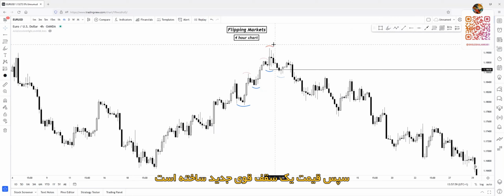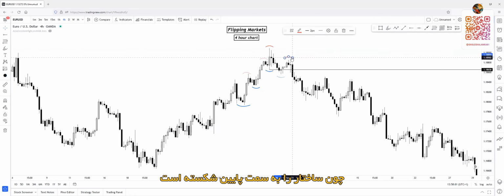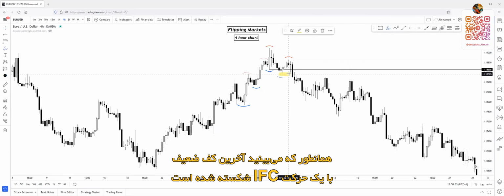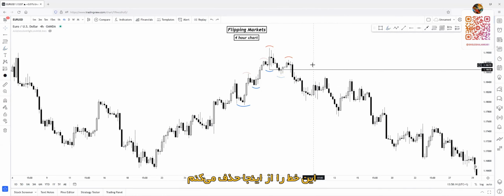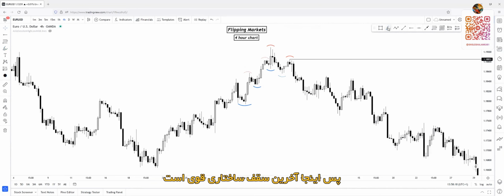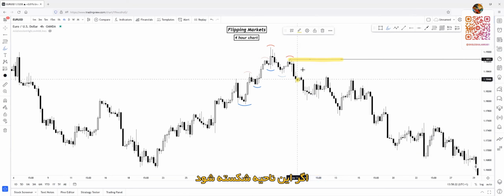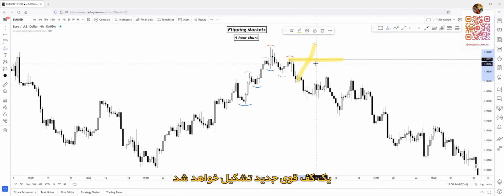After this, price created a new strong high because it broke structure to the downside here. As you can see, it broke the last weak low with an efficient movement. So this means price has created a new strong high. After this, it created a pullback again. I will just delete this line from here and remove it to here. So this is our last strong high point, structural point. If this point breaks, then a new strong low will be created.